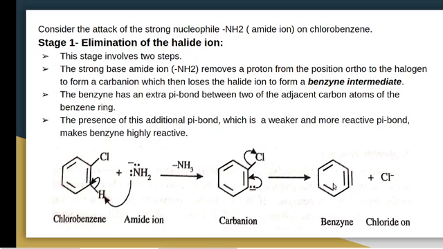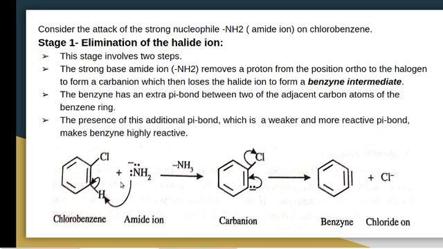In benzene there are 3 pi bonds. In addition to that, there is an extra pi bond. So there are 4 pi bonds in a benzyne intermediate. The presence of this additional pi bond, which is weaker and more reactive, makes benzyne highly reactive. So because of the presence of an additional weaker pi bond, the benzyne intermediate will be highly reactive. So that is the first step of elimination of the halide ion.